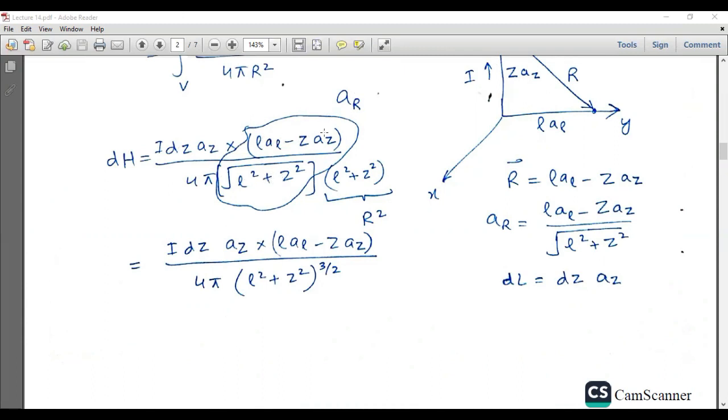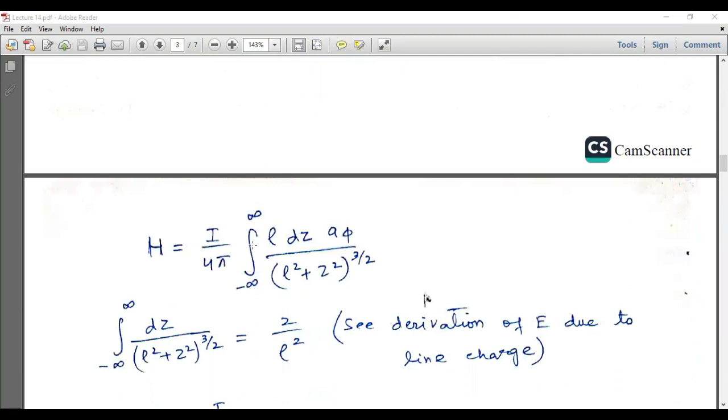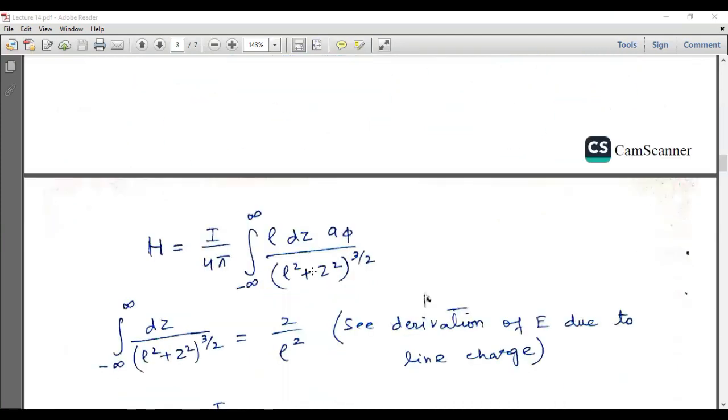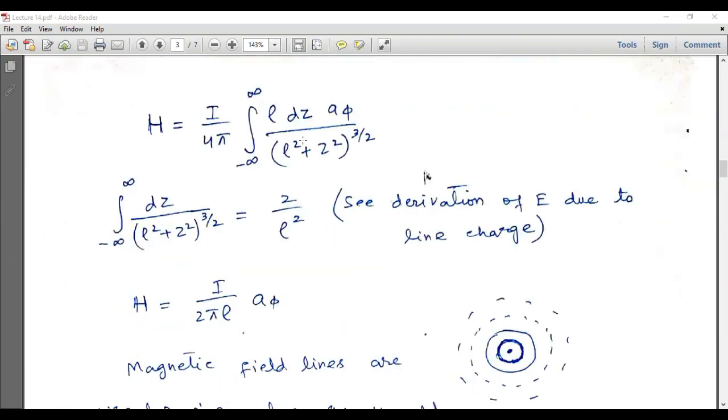So aR is equal to R vector divided by R magnitude, and this is R square. So this will become I dz a z cross (rho a rho minus z a z) divided by 4 pi times rho square plus z square raised to power 3 by 2. And we can evaluate this cross product, and we can then evaluate this infinite integral. a z cross a z will be equal to 0, and a z cross a rho is equal to a phi. So it will become I rho a phi dz divided by 4 pi times rho square plus z square power 3 by 2.